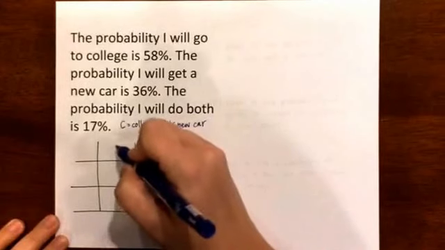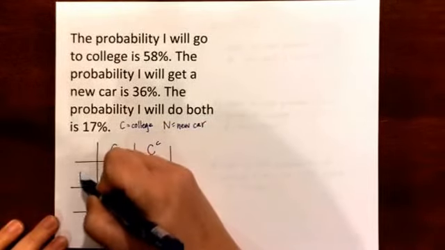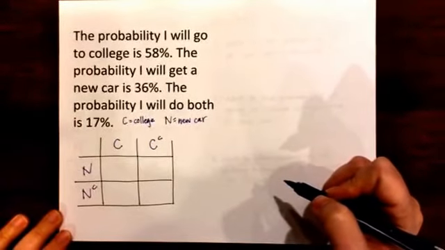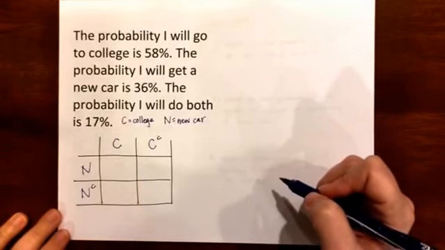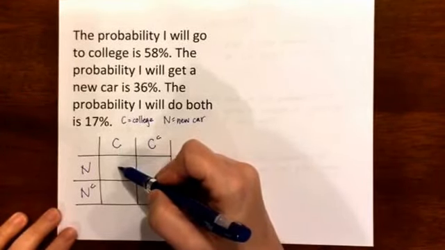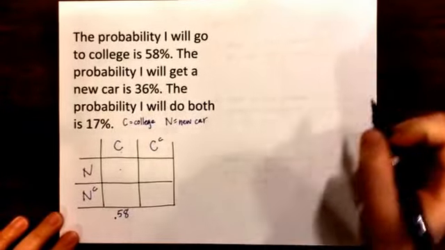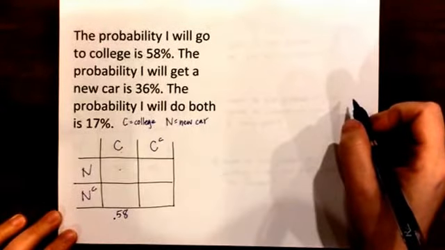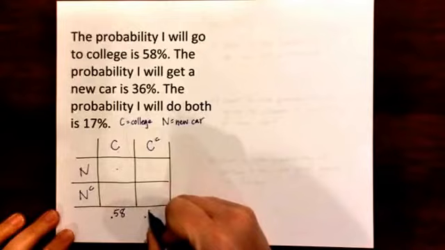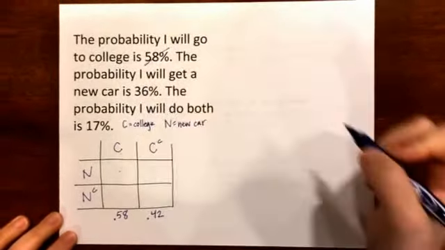All right, so we're going to go to college, or we're not going to go to college. We're going to get a new car, or we're not going to get a new car. Right? So let's take this sentence by sentence. The probability I will go to college is 58%. So here's college. I could go to college here, and I can go to college here. So altogether, that's 58%. And then, so if this is 58%, the complement of 58, using the complement rule, this has to be 42. All right? So I'm done with sentence 1.